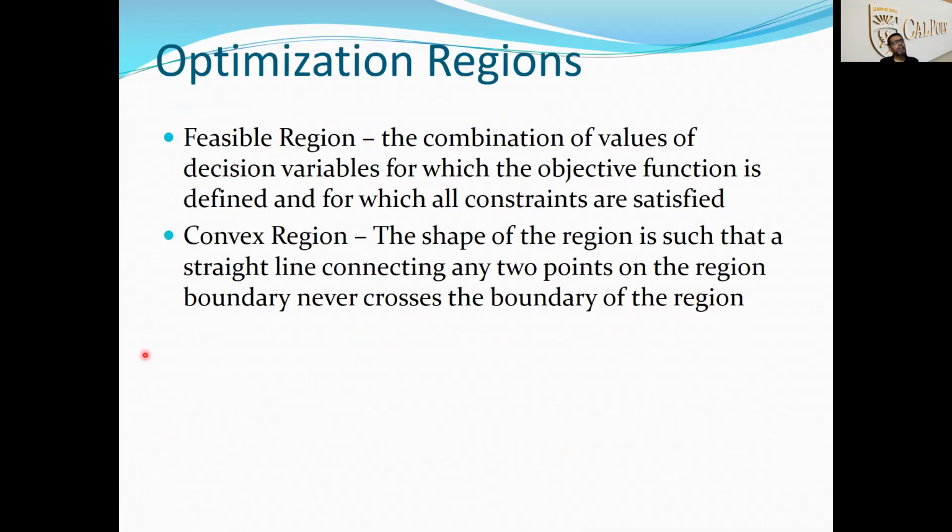Optimization regions. These are your feasible regions, the combinations of values of decision variables for which the objective function is defined and all the constraints are satisfied. A convex region is a shape of the region such that a straight line connecting any 2 points on the region boundary never crosses the boundary of the region.